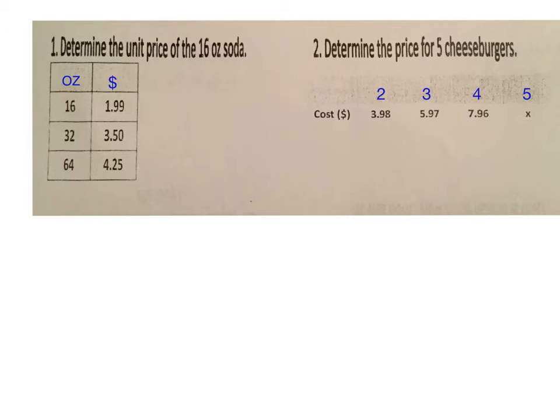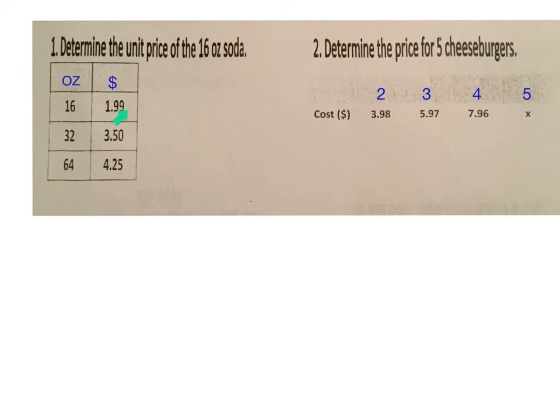So let's start with different ways that they will show these proportion questions. First off, determine the unit rate. So I know I'm going to divide. I'm going to find 1 of 16-ounce soda. So I want to find the unit price, meaning I'm knocking this down.